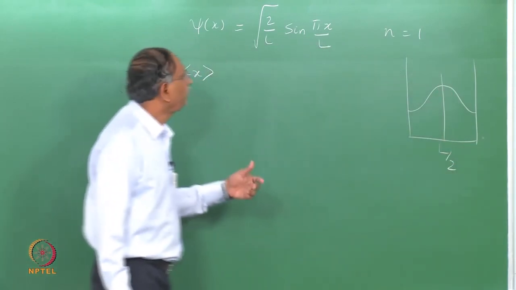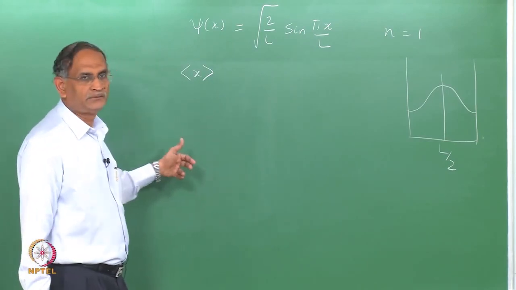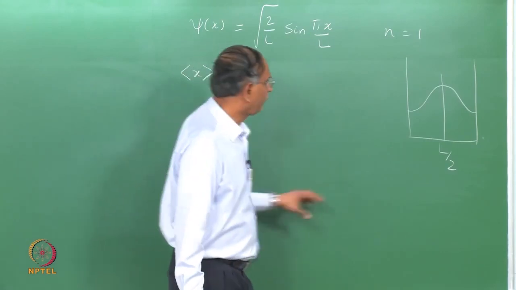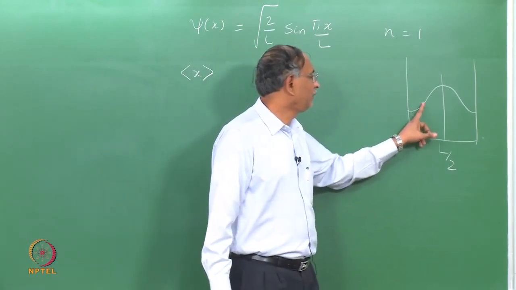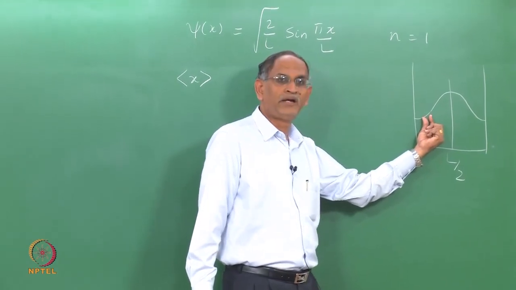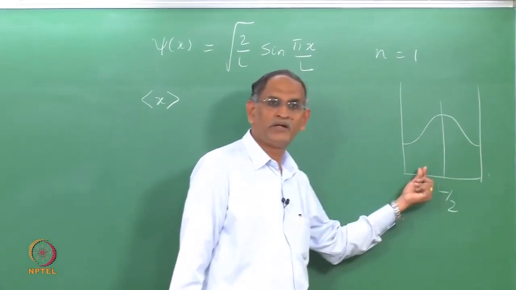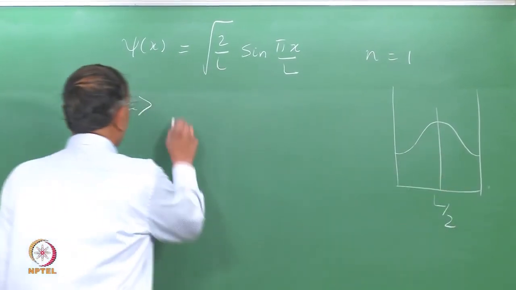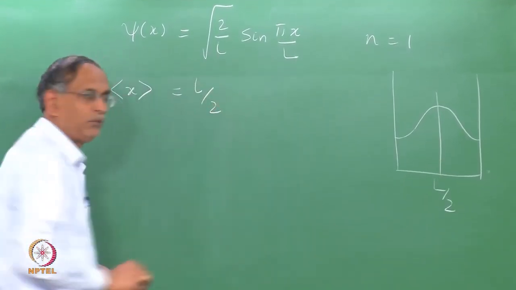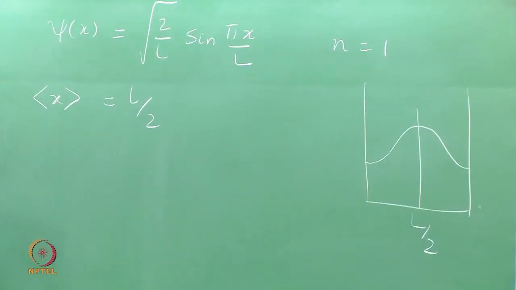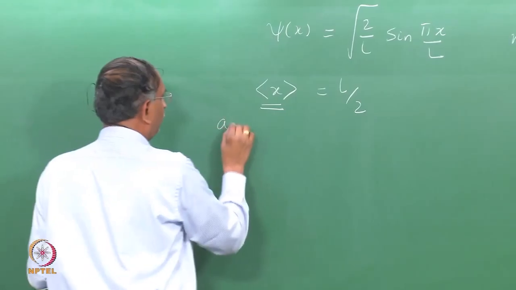Okay. It should be immediately clear that the average value for the particle position, given that these are the probabilities for the particle's position being here or here or here or here, by looking at this being a symmetrical graph, you can immediately say x should be L by 2. But that's also the expectation value or the average value, this is called.